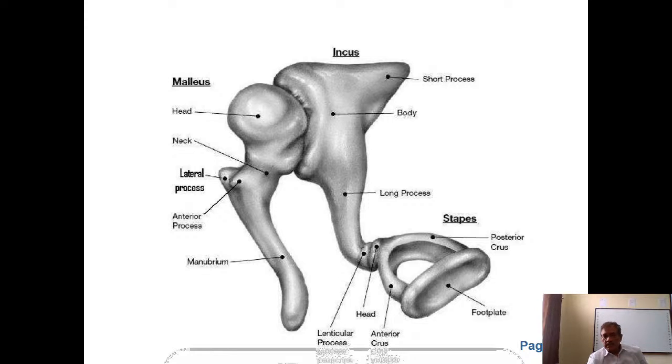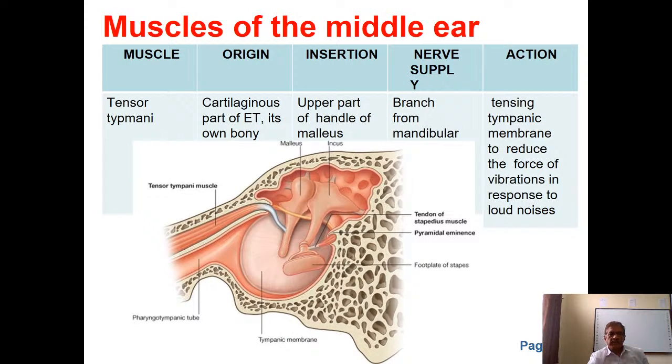Here you can see a little more clearly the malleus and the head of the malleus, anterior process, lateral process, and the handle of the malleus. The handle of the malleus is a part of the tympanic membrane. It is embedded in the tympanic membrane between the squamous layer and the mucosal layer, in the fibrous layer of the tympanic membrane. So that is it.